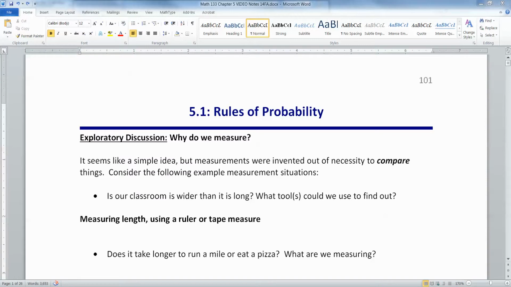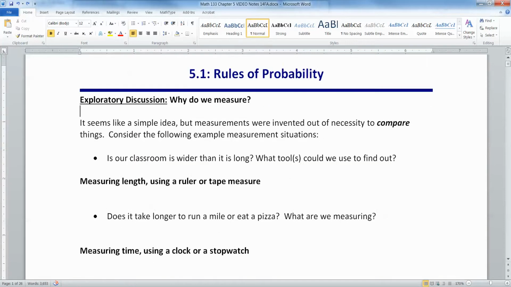In Chapter 5, we're going to take a pause on the statistics portion of the course, and we're going to build up the probability portion of the course. So to do that, we need to think a little bit about what probability is. So let's explore what measurement is. It seems like a simple idea, but measurements were invented out of necessity so that we can compare things.